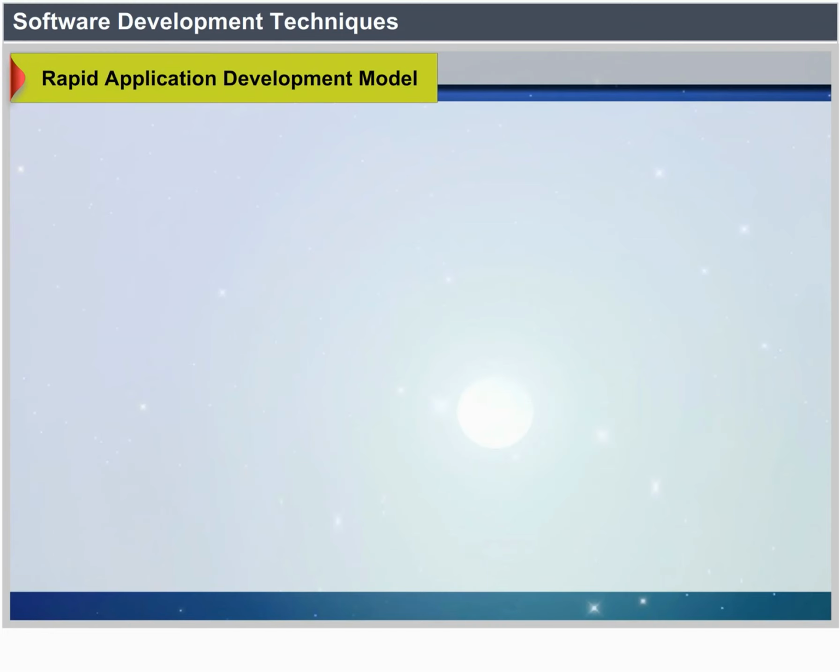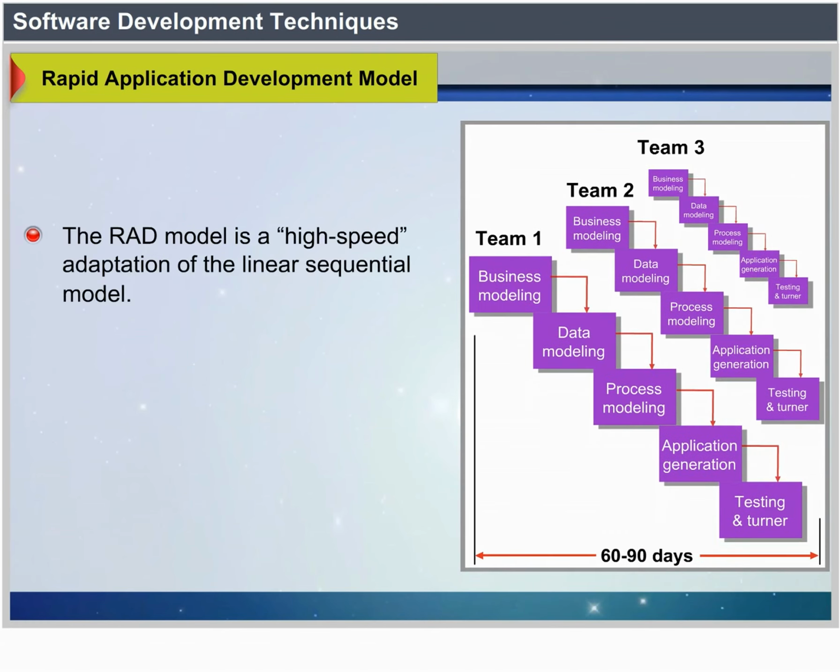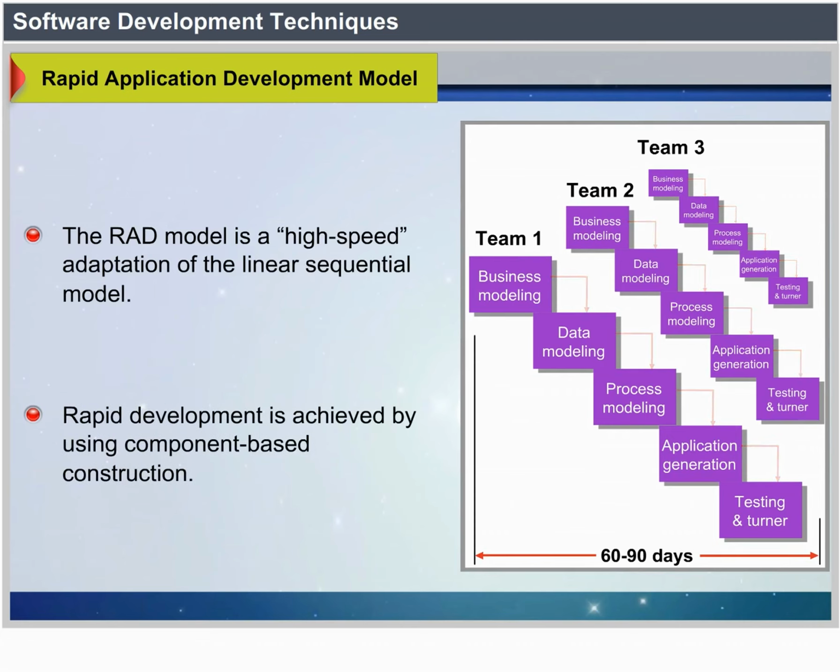Rapid Application Development Model. Rapid Application Development, RAD, is an incremental model. It is an extremely short development cycle. The RAD model is a high-speed adaptation of the linear sequential model. Rapid development is achieved by using component-based construction.